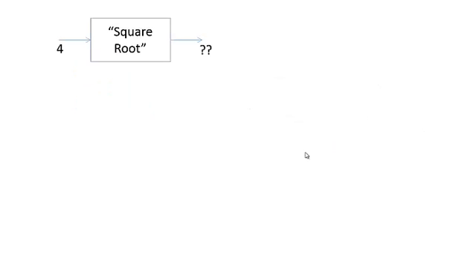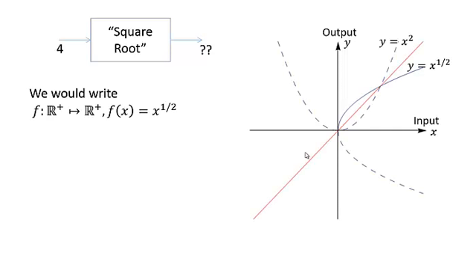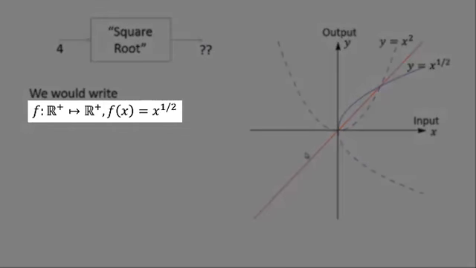For another example, we will consider the square root function. Given the input 4, what would the output be? Since the square root is the inverse of the squared function, we reflect the graph y equals x squared in the line y equals x. However, this gives two possible results for the square root of 4. So that the square root defines a proper function, we take the positive branch. We can define the square root as a mapping from the positive reals to the positive reals.